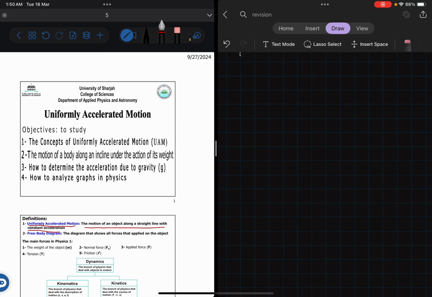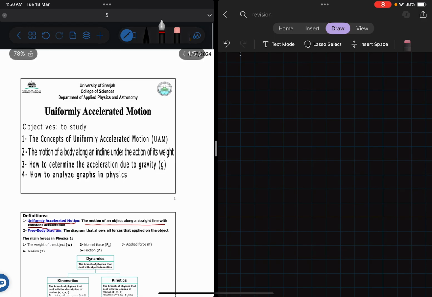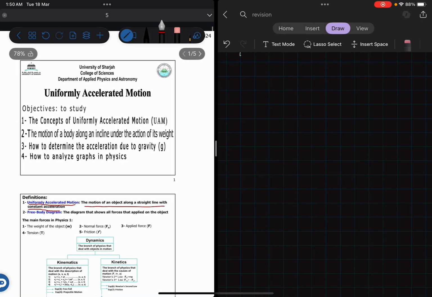I'm going to make a quick revision for chapter 5 and 6, Physics Lab 1. So the quiz will cover chapter 5 and 6, which is chapter 5 uniformly accelerated motion, and for chapter 6 projectile motion.